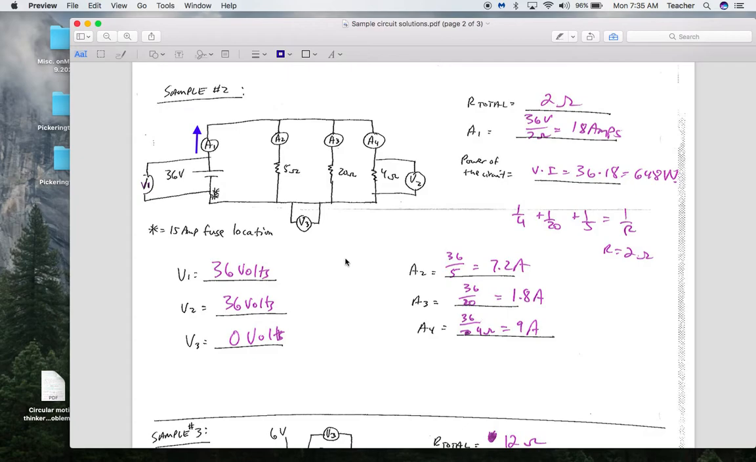So now to figure out this voltage, I've got a wire with no resistance, so 0 ohms times whatever current would give me 0 volts.